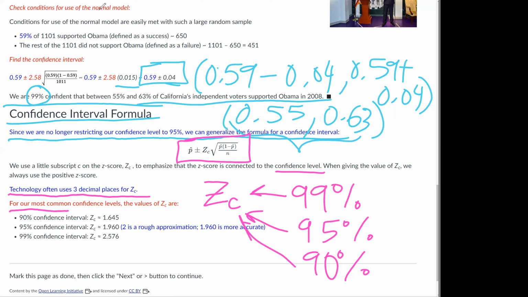For our most common confidence levels, the values of z_c are these. So for 90% confidence, we saw this on the previous page, the z-score is 1.645. I think we rounded it to 1.65, which is fine. And then the 95% confidence level was 1.96, which we kept using 2. That's a rough estimate of 1.96. It just made our calculations easier and us writing our work easier. And now we've seen on this page, the 99% confidence level has 2.576 as the z-score.